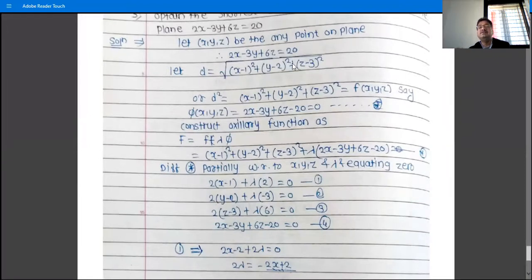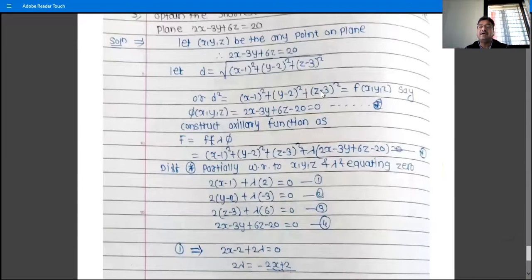If there is a root sign, then the derivative is 1 by 2 times the root of this quantity, into the derivative of this quantity with respect to x, y, z. That becomes complicated. So in order to cancel the root, we square both sides. So instead of d minimum, we take d squared minimum. If d squared is minimum, then automatically d becomes minimum for those values of x, y, z.